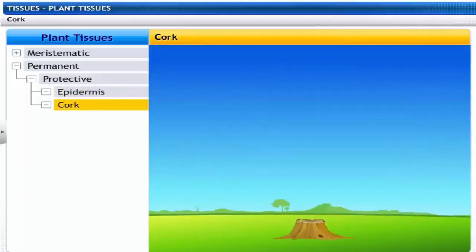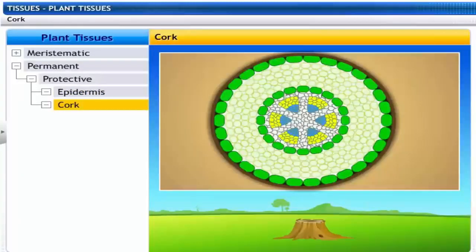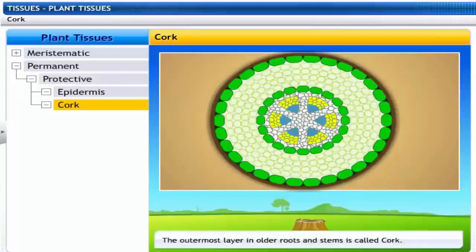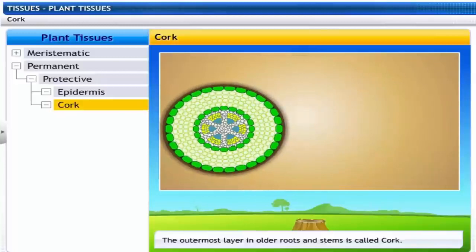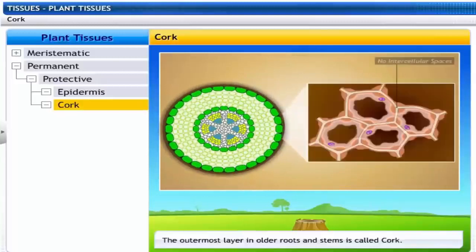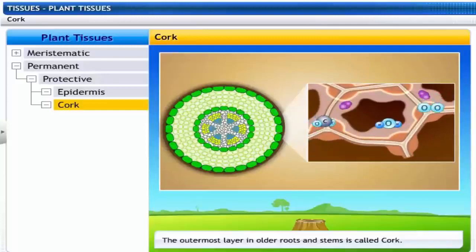As the plant grows older, the outer protective tissue replaces the epidermal cells. This outermost layer in older roots and stems is called cork. Cork cells are dead and lack intercellular spaces. Cell walls are thickened by suberin, which makes them impermeable.